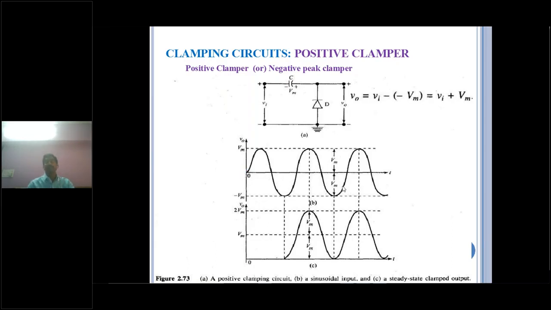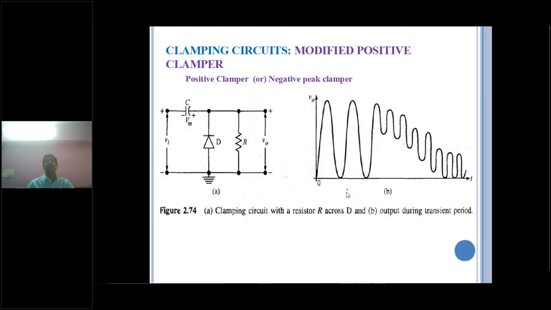See the input waveform here, with reference voltage on the 0 volt side. Here the reference voltage is Vm. Now this is also called a negative peak clamper. Why? Because here the negative peak of the input waveform is brought above the 0 volts reference line. This is the negative peak clamper circuit. This is the modified negative peak clamper circuit.